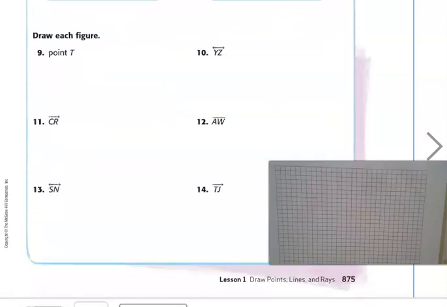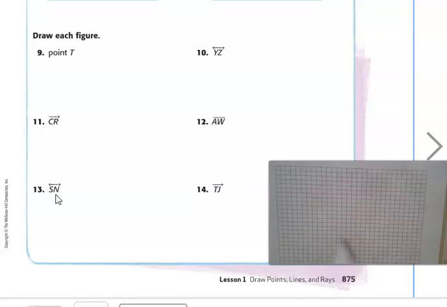At the bottom, you're going to have to draw them, so you're going to have to pay attention to what it says or what you see in order to get the correct figure drawn according to what information you're given in the problem. So let's do, for instance, number 13.